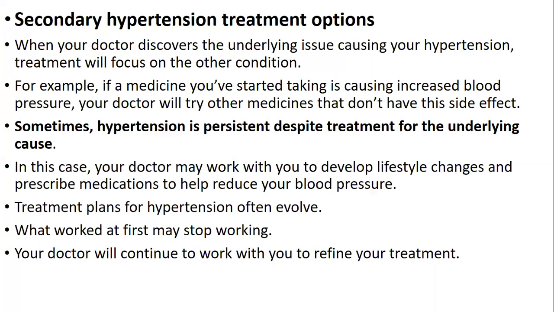Secondary hypertension, the key is to treat what has been causing it. So if the problem has been due to an underlying issue, like kidney disease, the issue is to cure the kidney disease. Once it is cured, then the blood pressure will actually get back to normal.